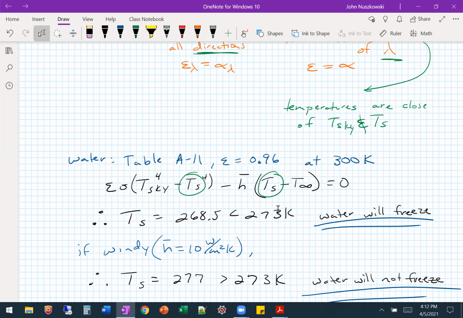Whenever you have radiation with temperature to the fourth and convection, right? It's iteration. It's not a nice, simple closed-form solution. But that's the easiest way to solve those.